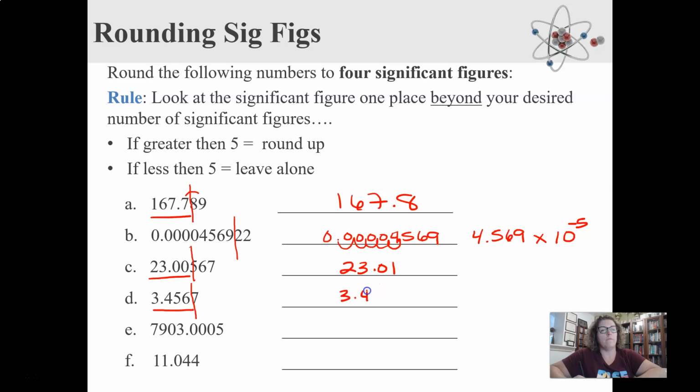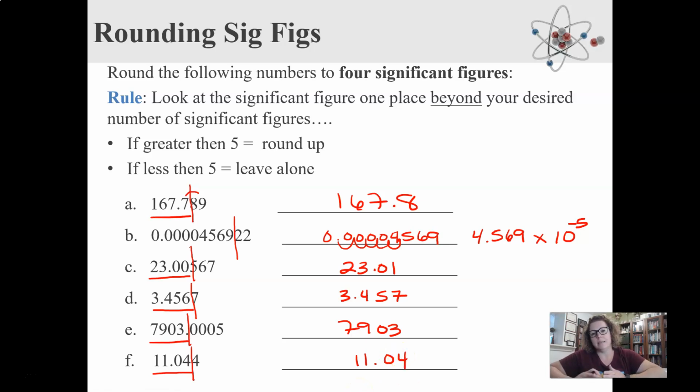And 3.45. Now because the number 6 has a 7 after it, I'm going to round that 6 to a 7. And 7903, there's my 4 sig figs right there. And I'm going to cut. The number after 3 is a 0. And if you have something that doesn't have anything after the decimal, then don't stress about it. It has nothing after the decimal. Okay? At 11.044, I'm going to take my sig figs, start in the beginning. I'm going to cut right there. So 11.04. Okay? So easy enough.